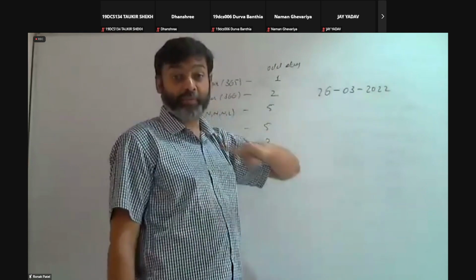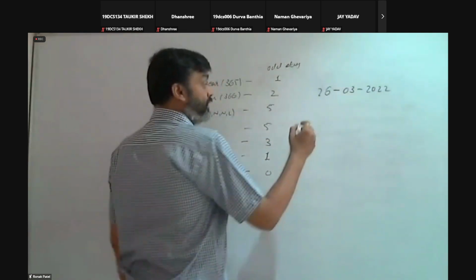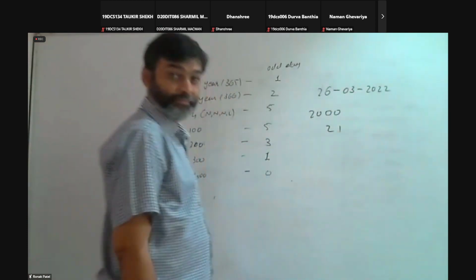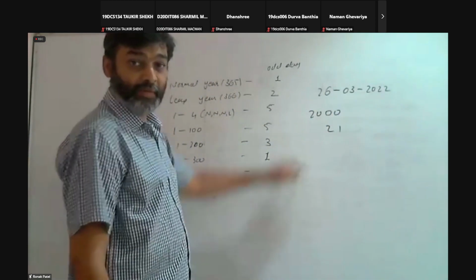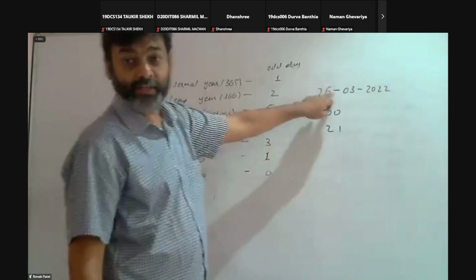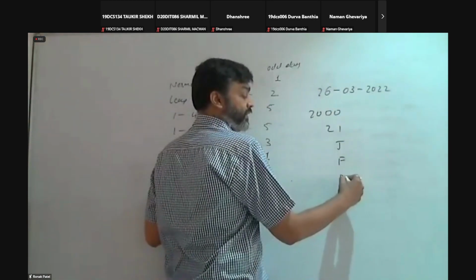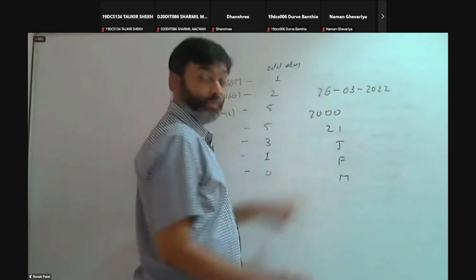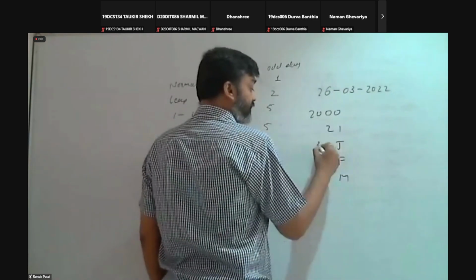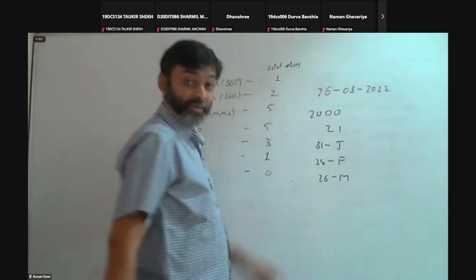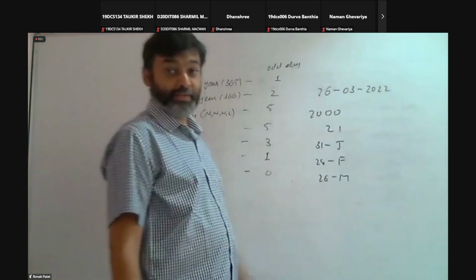This is the running of the 22nd year. So how many years are over? 2021 years. In the 22nd year, we are on the 26th date of March. January is completed, February is completed, and March is going on. February is 28 days, January is 31 days, and in March we are on the 26th date today. So these are the considerations, right?